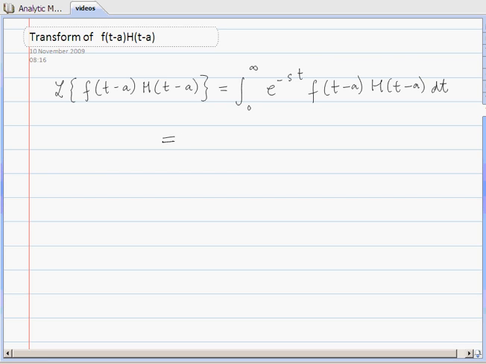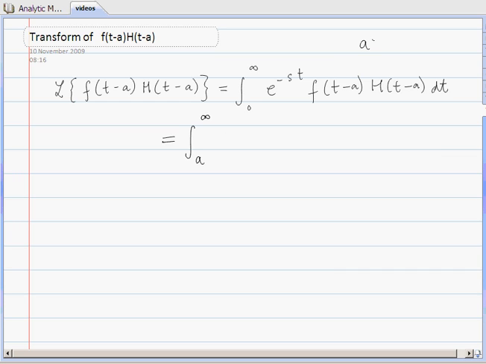Now, we must remember that the Heaviside function in a lot of ways is a very simple thing. It just takes two possible values, either 0 or 1. Everywhere up until the point t equals a, the Heaviside function is 0. And then for every value of t greater than or equal to a, it is defined to take the value 1. So the effect of that on the integral, which at the moment is taking place over the whole range 0 to infinity, will be to just reduce it to the range from a to infinity.